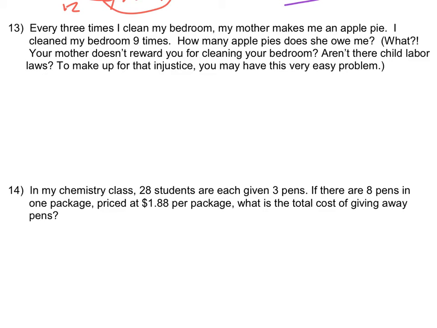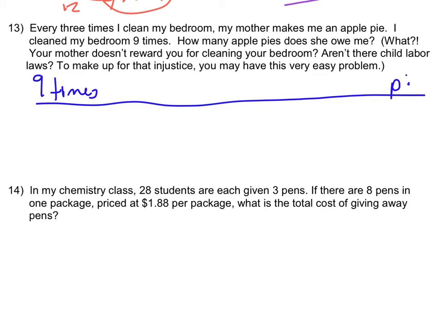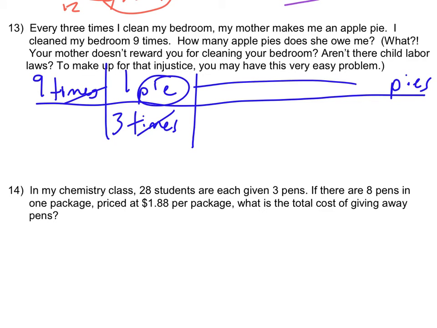So here we go. Every 3 times I clean my bedroom, my mother makes me an apple pie. So let's write out what we know. He cleans his room 9 times. And we want to know how many pies his mom owes him. So we know that every 3 times that he cleans his room, she makes him 1 pie. Alright, times cancels. We're left with pie. We're satisfied. So 9 over 3 is 3 pies.